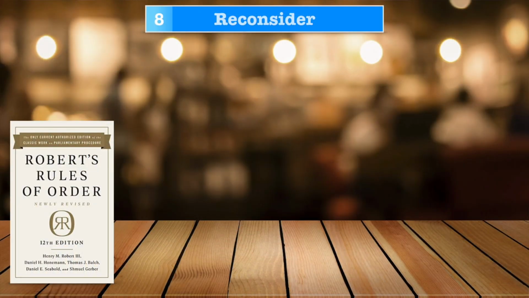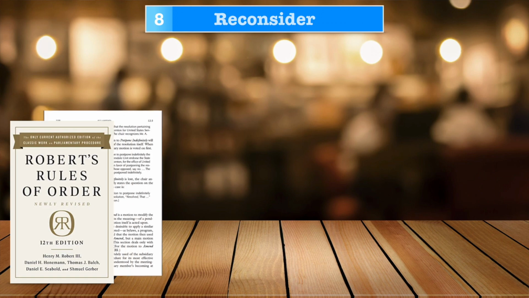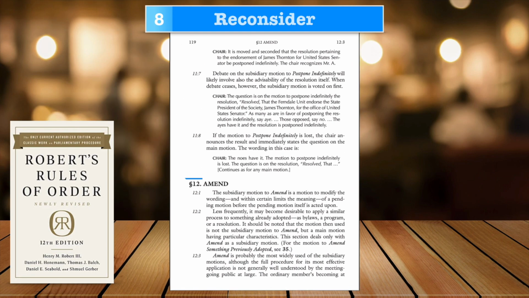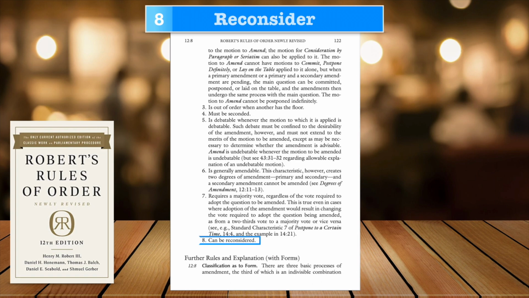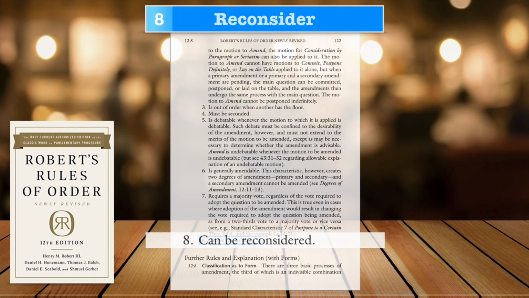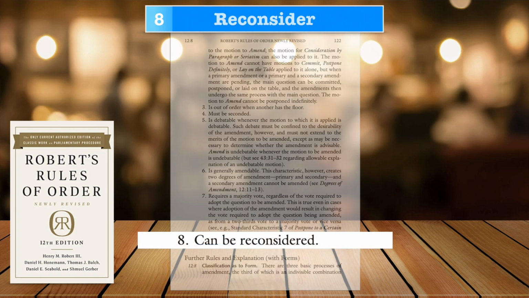And this list can be found within the first few paragraphs of each of these sections. For example, if we wanted to know whether an amendment could be reconsidered, we would open Robert's Rules of Order Newly Revised, 12th edition, and we would flip to the section on Amendment, which is section 12. Turning one page, we would find the Standard Descriptive Characteristics heading in paragraph 7, and scrolling down to the 8th entry, we would see that it says, "can be reconsidered." So what does that mean? Well, it means that after the vote has been taken on an amendment, it is in order to reconsider that vote.